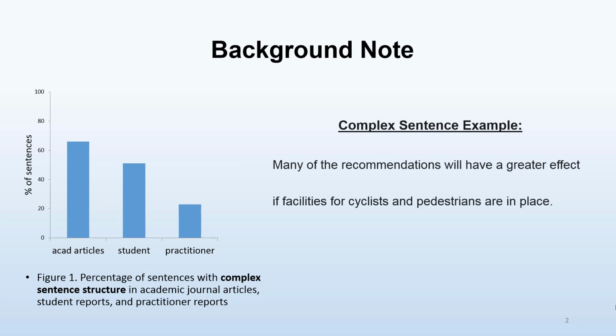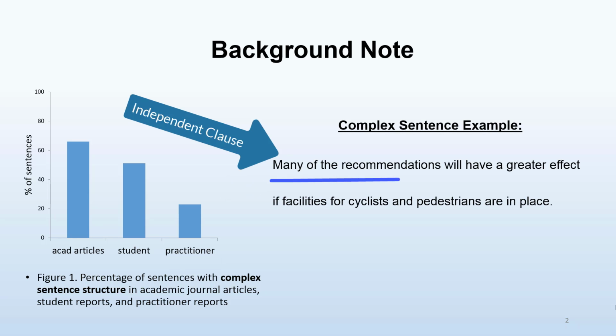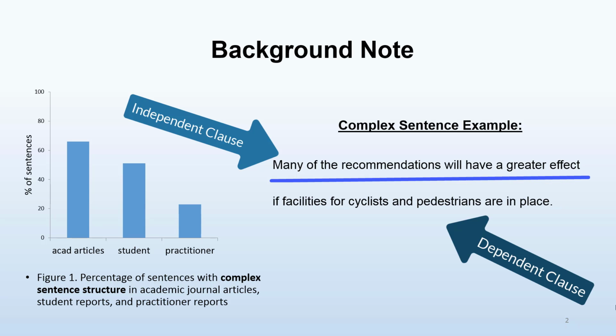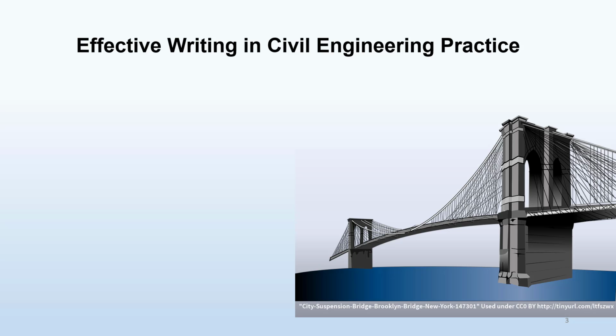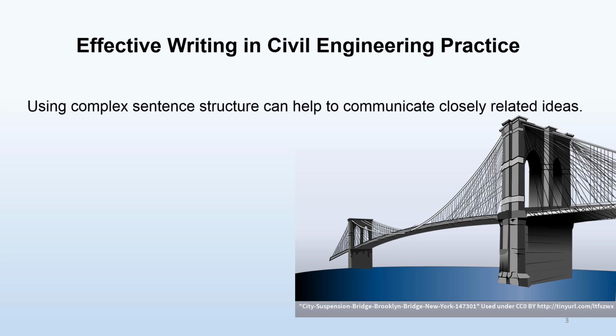Complex sentences have two parts, an independent clause that can stand on its own, and a dependent clause that cannot stand alone. If these concepts are not familiar to you, use Grammar Lesson 1 before you use this unit. This unit describes the kinds of ideas that are typically connected in sentences in engineering writing.